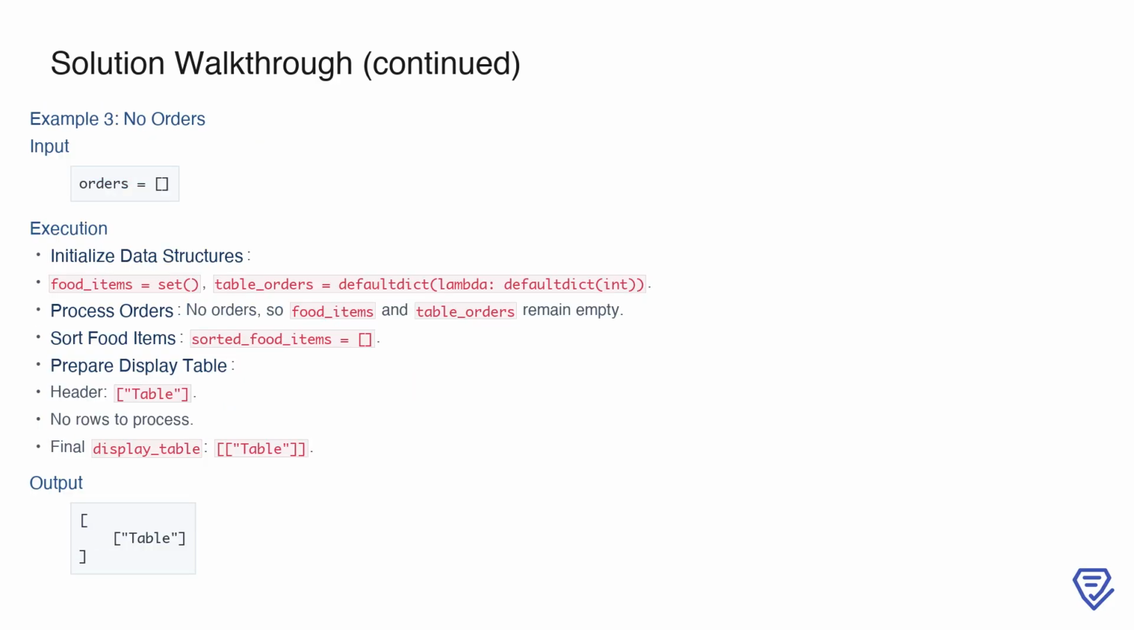In this final example, the orders list is empty, meaning no orders were placed. We still initialize our data structures, food_items as an empty set and table_orders as a nested default dict, but since there are no orders to process, these remain empty. When we attempt to sort food_items, the result is an empty list, and there are no tables to process for the display table. Therefore, the header row of the display table contains only table, and there are no additional rows. The output is a simple table with just the header, which accurately reflects the absence of any food orders.